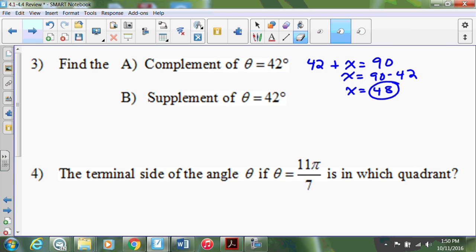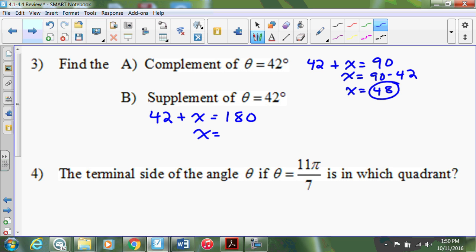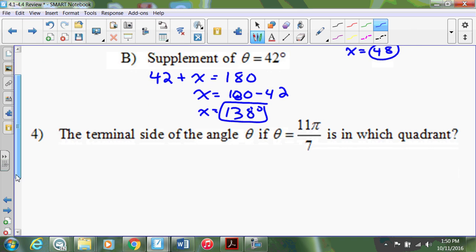So 48 is our complement, and our supplement is when we have one angle, to find the supplement of that angle, we're going to go ahead and add another angle so that their sum is 180. And we would subtract 42 from both sides. So we get 180 minus 42, which gives us what? 138. And so that is our supplementary angle. I could have just taken the 42 and subtracted it from 180 to find the supplement of 42.